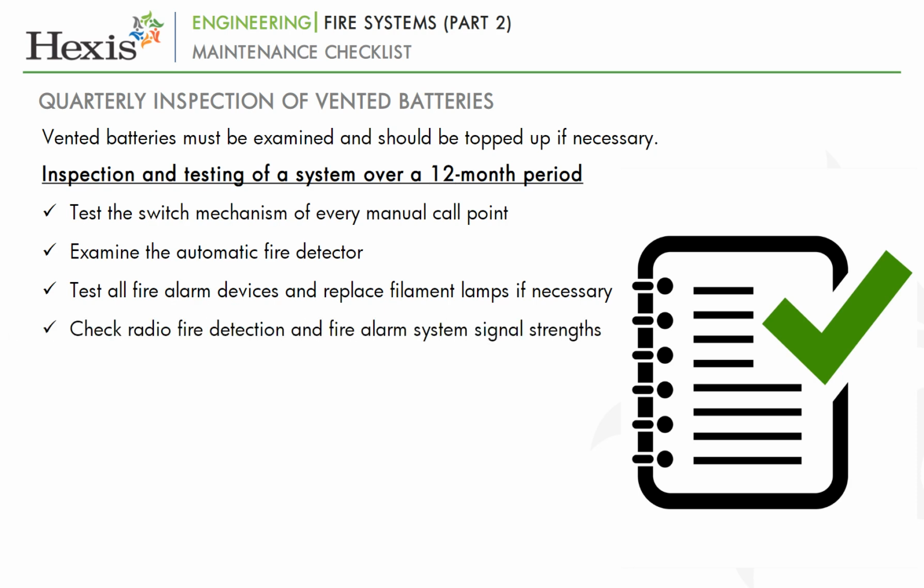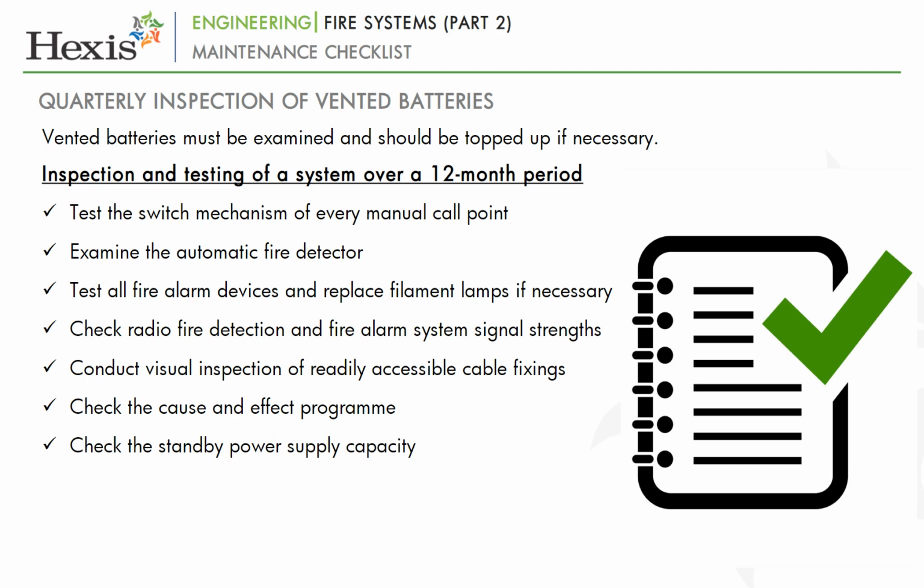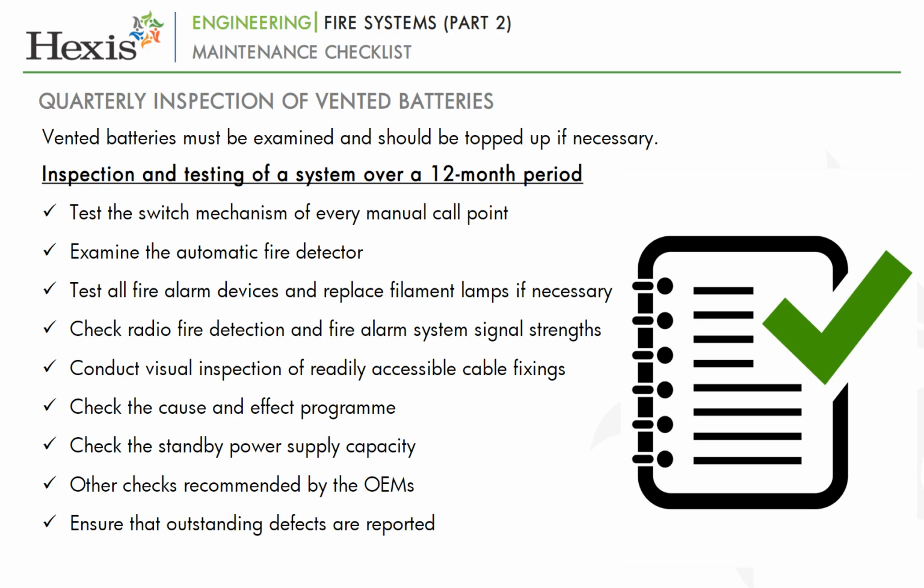Radio fire detection and fire alarm system signal strengths should be checked. Visual inspection of readily accessible cable fixings should be undertaken. The cause and effect program should be checked. The standby power supply capacity should be checked. Other annual checks and tests recommended by the system component manufacturers should be undertaken. Outstanding defects should be reported and the servicing certificate issued. As this is labor-intensive servicing, it is recommended that the work be spread over 2 or more service visits during each 12-month period.